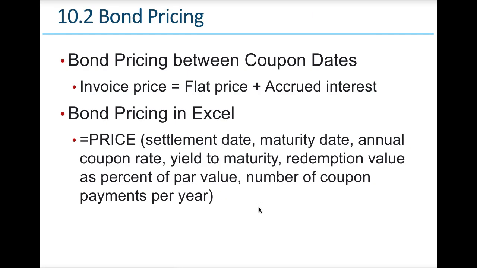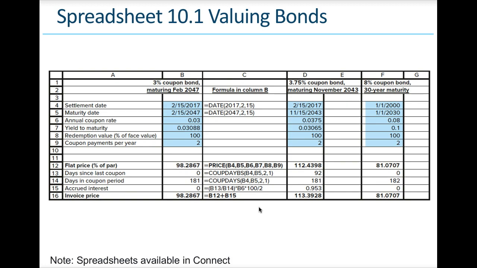Now, the bond pricing between coupon dates. We can do a bond price, which is going to be the flat price plus the accrued interest. Again, I'm going to show you this in Excel, where we're going to use the function PRICE to input the inputs to calculate what the bond price should be. This is a preview of what the Excel file is going to look like that we're going to work on and provide some examples for you to complete, so you get an idea how to calculate the flat price and how to calculate the invoice price over time.